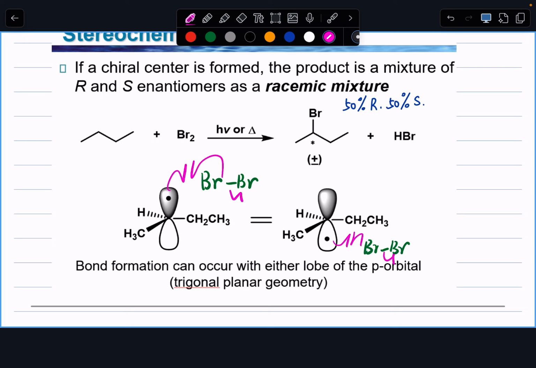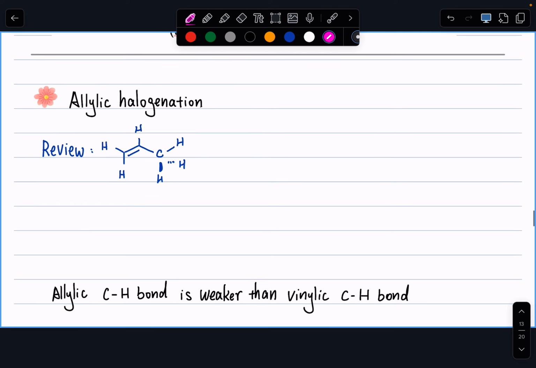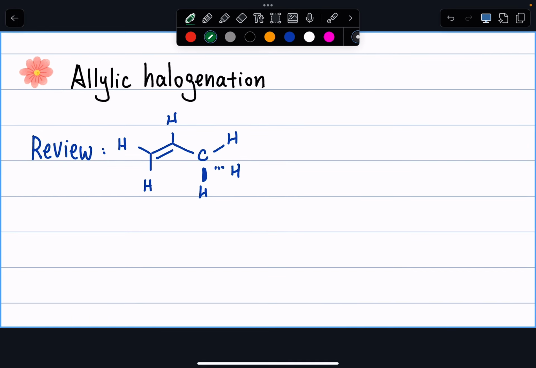All right. And next up, so far we went over alkane halogenation, so breaking off an sp3 CH bond. Likewise, we can do the same for allylic molecules. A quick review on what an allylic molecule is, or what we are talking about when we say allylic system. Now, these bonds that directly attach to a double bond are called vinylic CH, so V-I-N-Y-L-I-C.